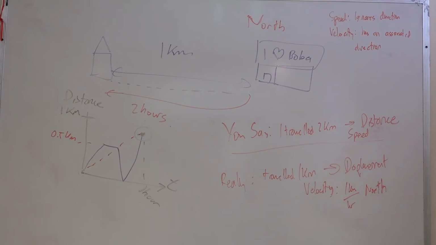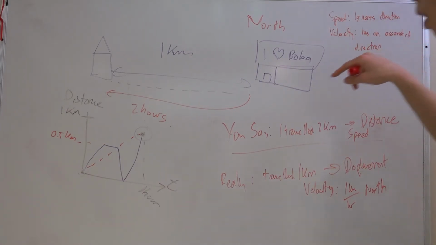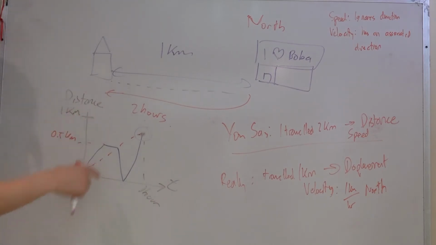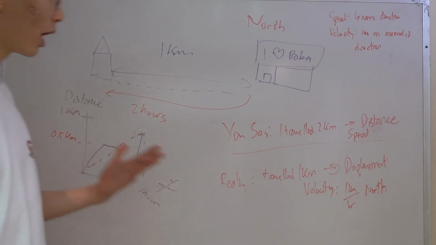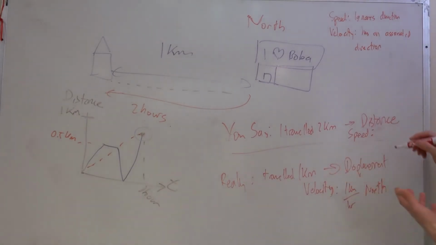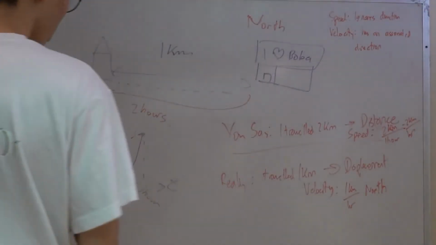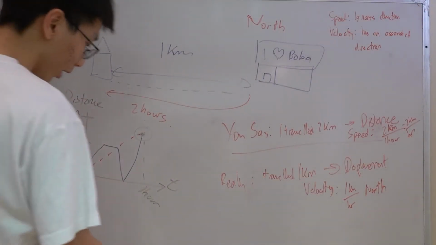Now speed, remember, it ignores direction. All it's concerned with is how far you actually walked. And we just saw that you walked 2 kilometers. So to calculate average speed, we take the distance that you traveled, which was 2 kilometers, and divide it by that hour that you walked or ran. So it's 2 kilometers per hour. Notice that there's no associated direction on that. So hopefully that example was clear.